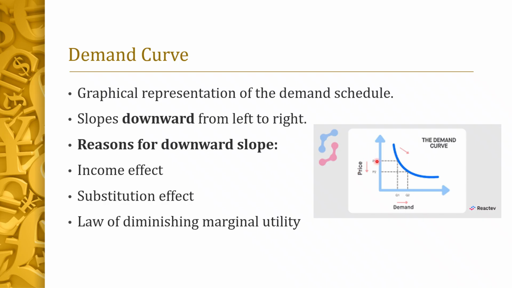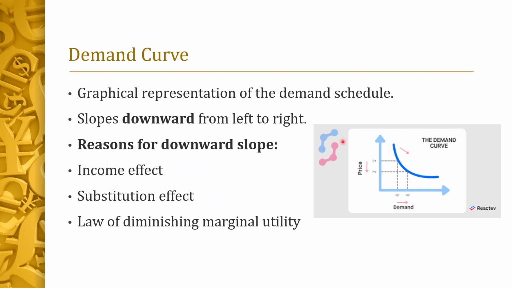Now, what are the reasons for this downward slope? The first thing is diminishing marginal utility, which means that with each extra unit we purchase, the level of satisfaction decreases. So there is diminishing marginal utility for any product.